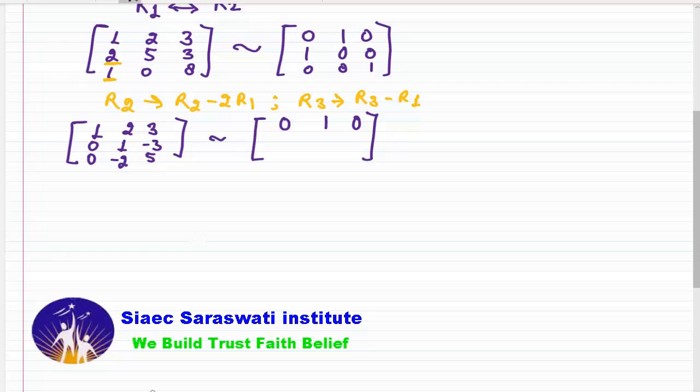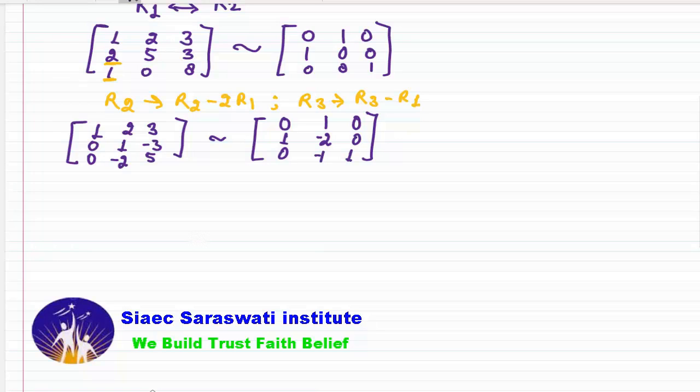Moreover, on this side, when you subtract R2 minus 2 times this, again it will be 1, it will be minus 2, it will be 0, it will be 0, it will be minus 1, and it will be 1.